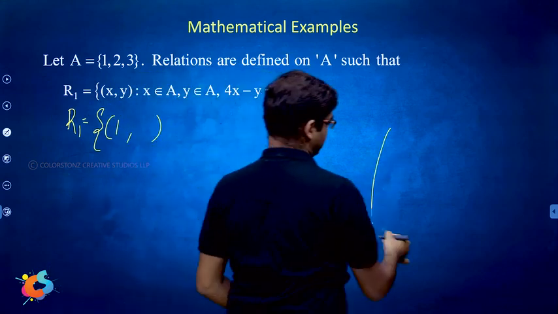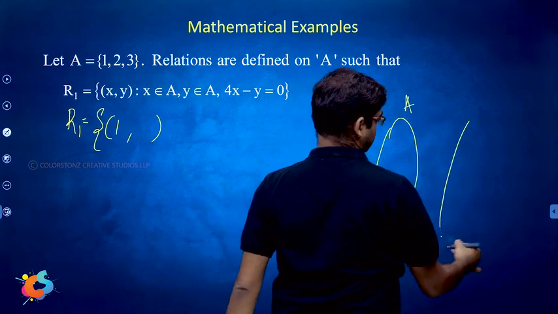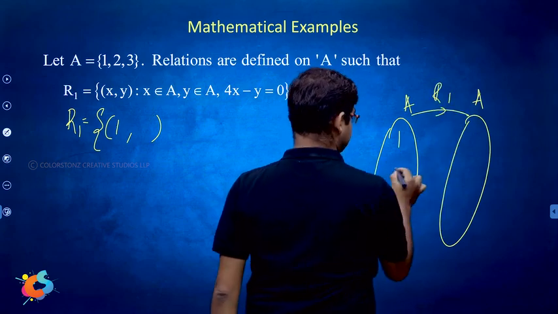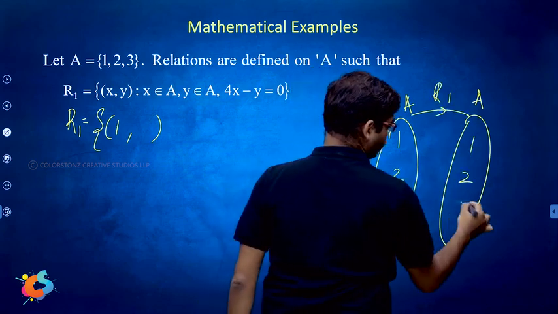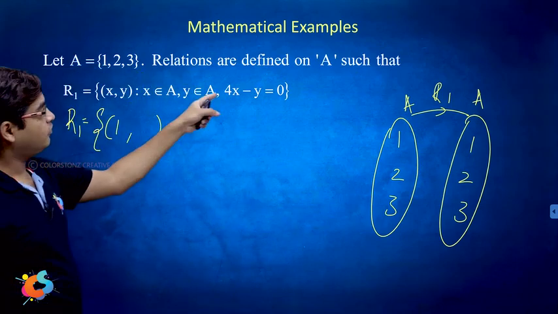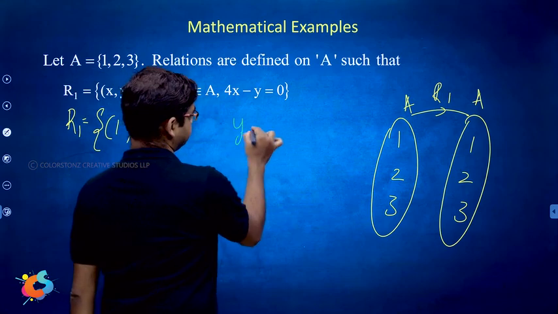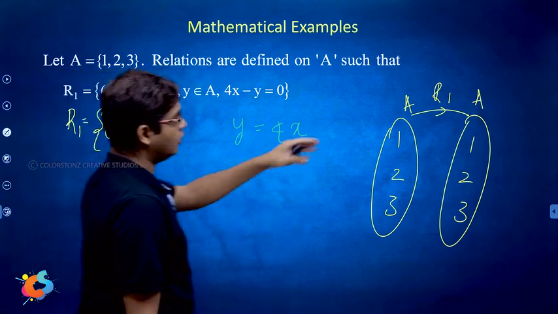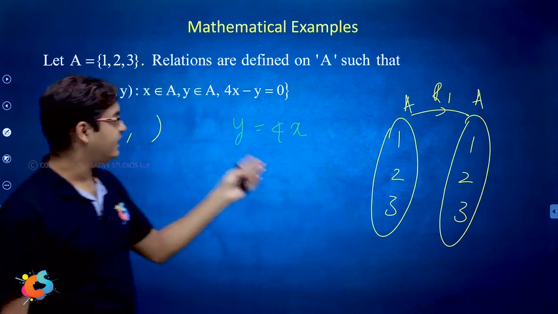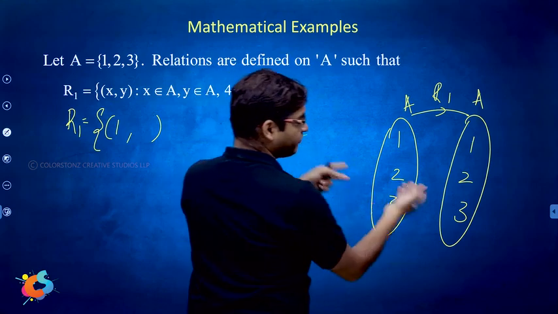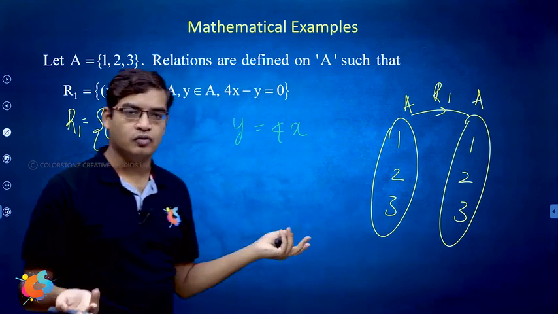Let me show you the set diagram. Here there will not be any ordered pairs that are possible. 1, 2 and 3. Now if you are doing the mapping, then y is equal to 4 times x. Okay. What can x take? X can take only those values that are there in set A, right? So if x is equal to 1, y should be equal to 4. Is it there? No. So leave it.